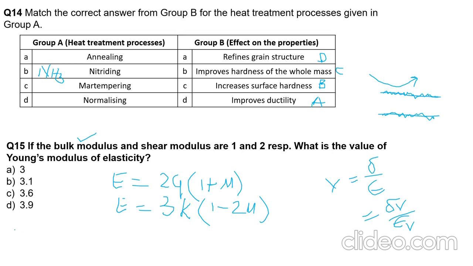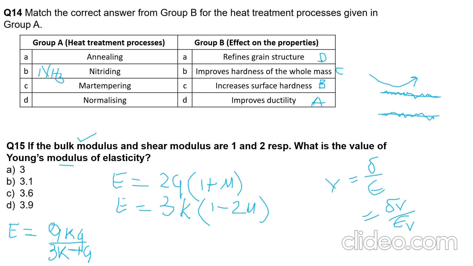If you try to find a relationship between them, then E is equal to 9KG divided by 3K plus G. This is a simple relationship to remember: there is a product at the top while there is a sum at the bottom. So this is your final relationship for Young's modulus, which is to be found in the question. You have to find the value of Young's modulus.